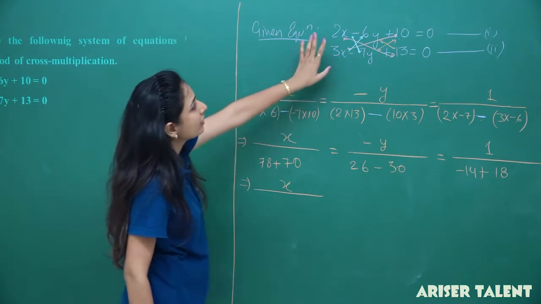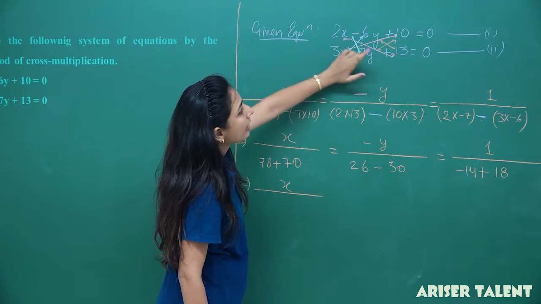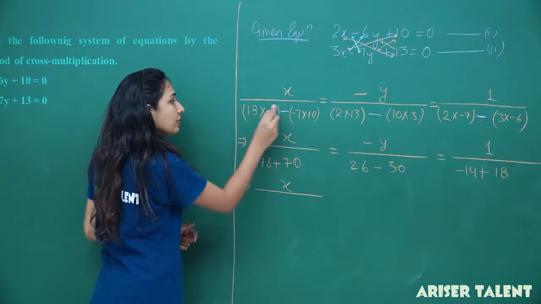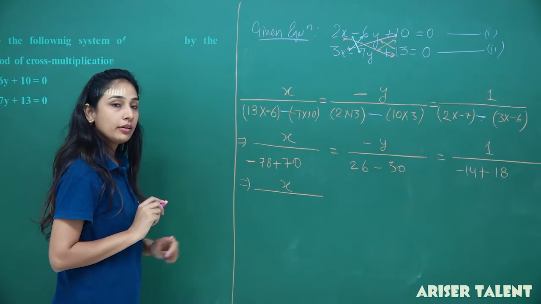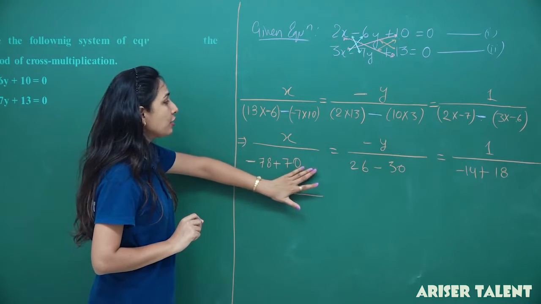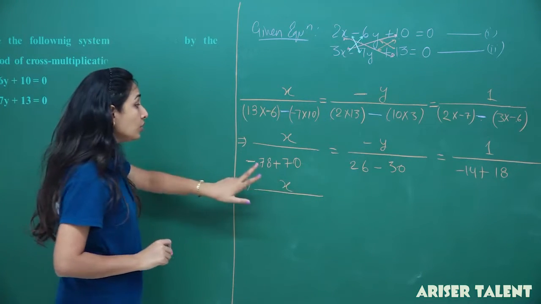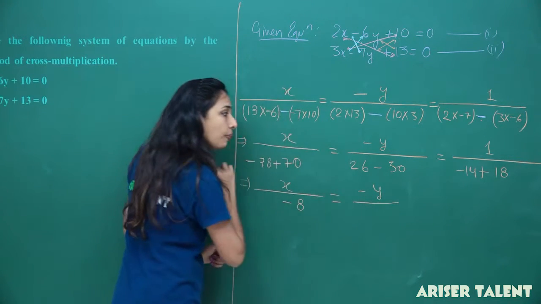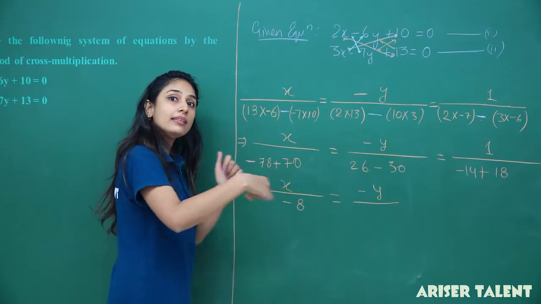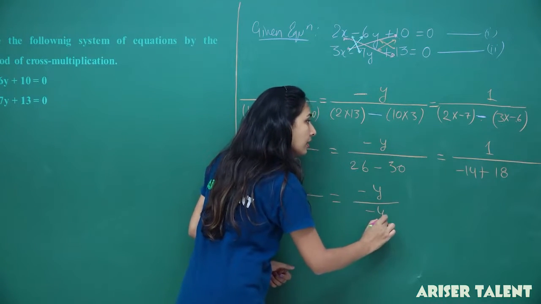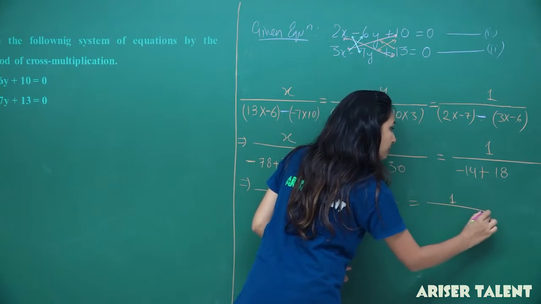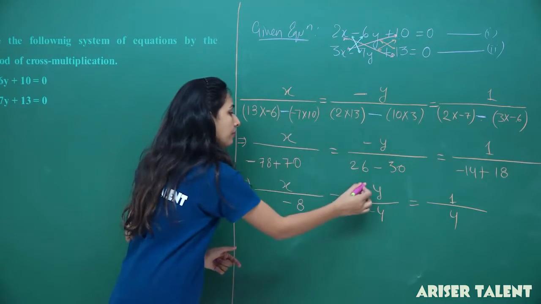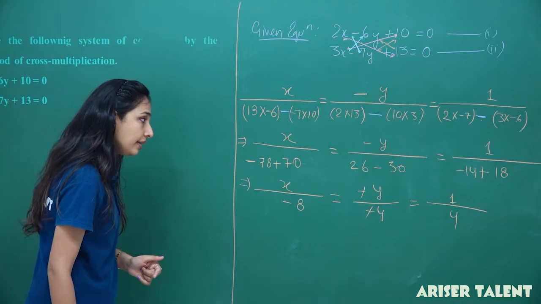Now students, when we are considering this x section, then 13 multiplied by minus 6 was there. So that will be minus. Right, minus 78 plus 70. So that will become minus 8. Here it is minus y upon 26 minus 30 is minus 4, and 1 is equals to minus 14 plus 18 is 4. Minus and minus cancel. Okay.